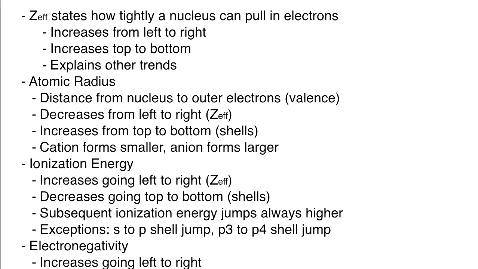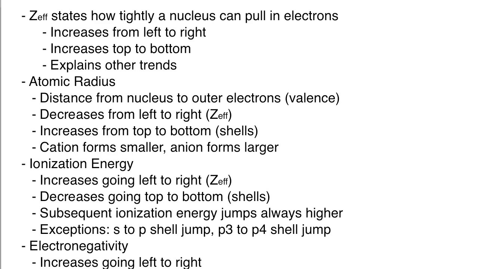Remember that cations, so we're talking about ions now, cations are going to form smaller counterparts to their normal elements, and anions are going to form larger. That has to do with keeping the number of protons the same while removing for cations, which means the protons have a greater effect. We're removing electrons. And in an anion, we are not increasing the protons, but we are increasing the number of electrons, so the protons lose some of their pull.